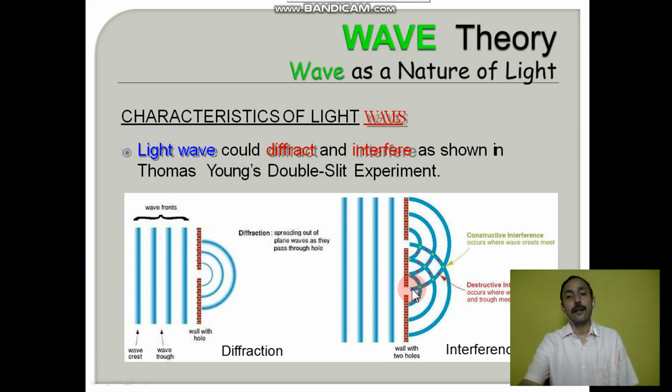Now for interference, when light waves come from these holes, they superimpose on each other and produce constructive interference and destructive interference. Constructive interference occurs where wave crests meet. Destructive interference occurs when a wave crest and trough meet.